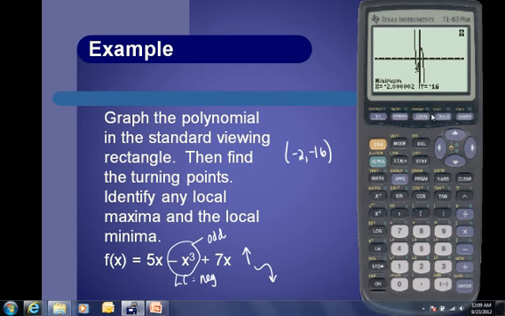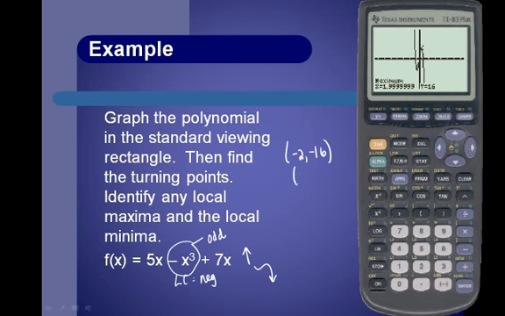So we're going to go second trace, which is calculate. This time it's the highest point, which is number 4. So we're going to go to the left, press enter. We're going to arrow over to the right, press enter. We don't want to guess, so we're going to press enter again. And the second turning point would be the ordered pair 2, 16. So there's our turning points.